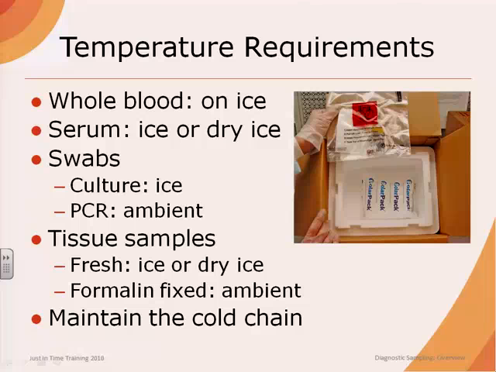Swabs for PCR and tissues preserved in formalin can be shipped at ambient temperatures unless stated otherwise, but should be still protected from excessively hot or cold conditions. For samples that require shipment on ice or dry ice, it is crucial to maintain the necessary temperature, referred to as the cold chain, from the time of collection until arrival at the diagnostic lab. Otherwise, such samples may lose their diagnostic value.